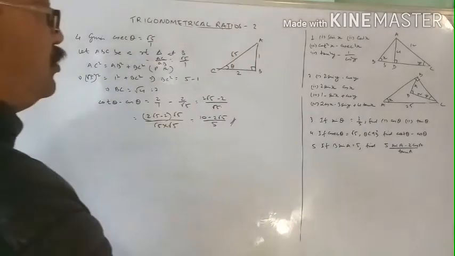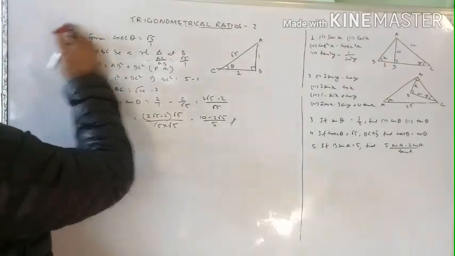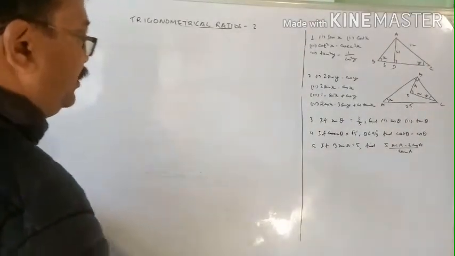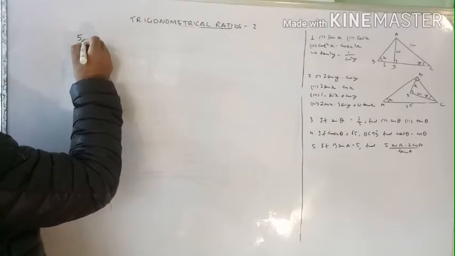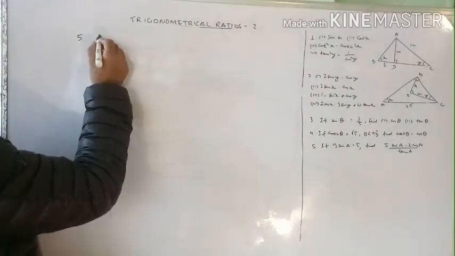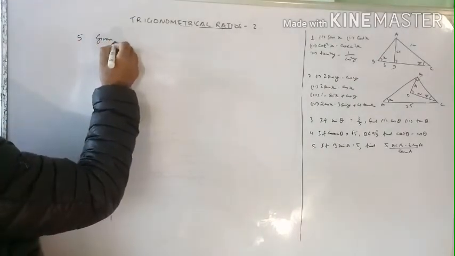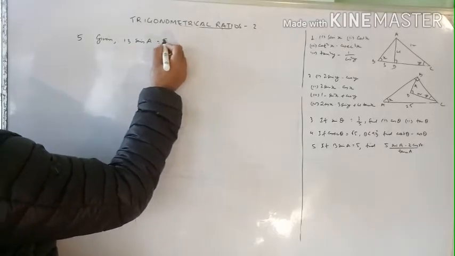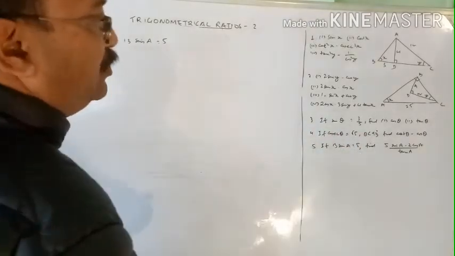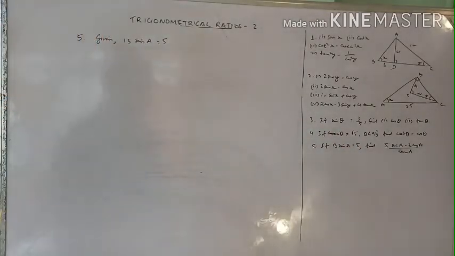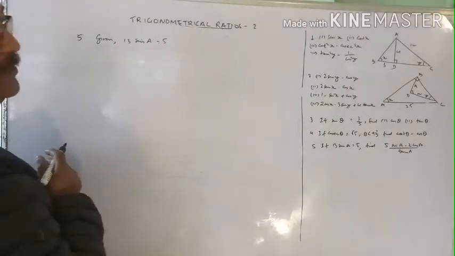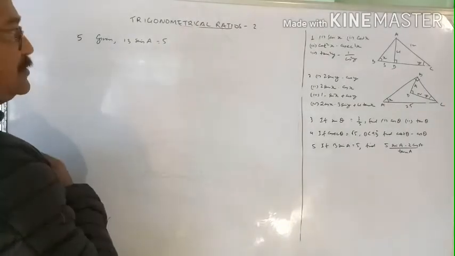Okay, now let's take the last question. It's also similar to this one. Question number 5. Given 13 sin A is equal to 5, we have to find the value of the expression 5 sin A minus 2 cos A upon tan A. Now, if the previous question is not clear, then you can see this one carefully and try to understand. We follow the same process.